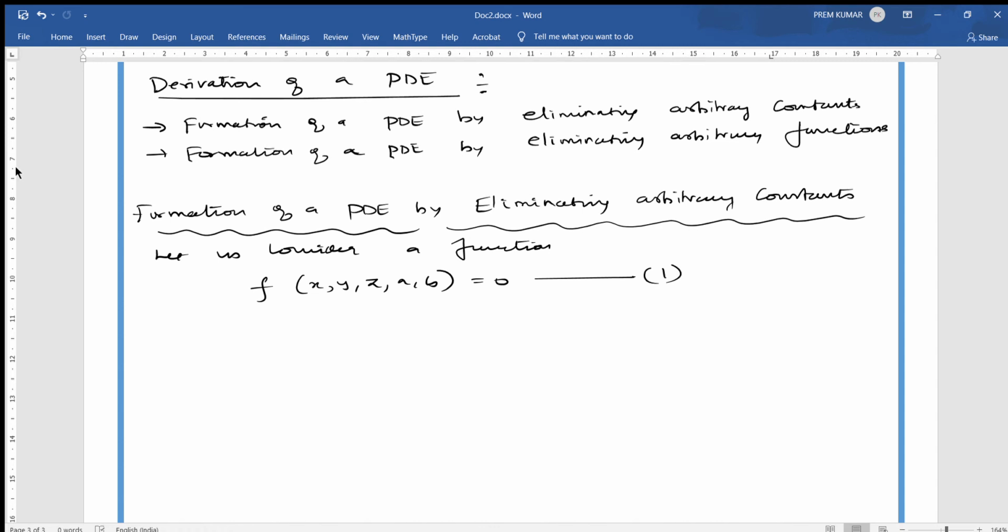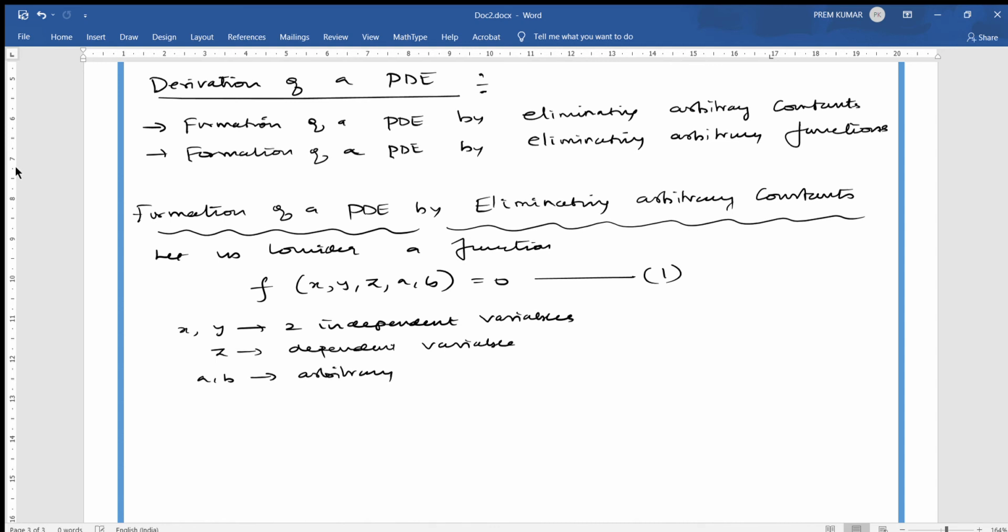Here, as already said, x and y are two independent variables, and z is a dependent variable. Here a and b are called arbitrary constants, and now we are going to eliminate these arbitrary constants and derive that PDE.